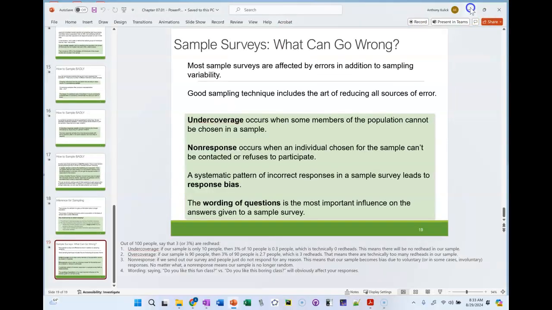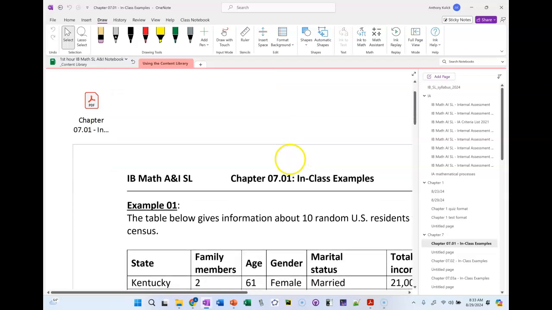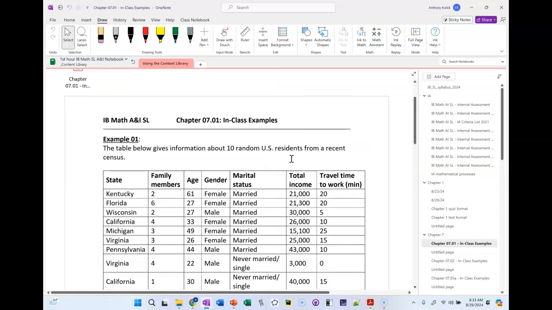Let's take a moment here, and I'm going to pop up section 1, and we're going to look at some examples. I'm looking in the OneNote right now. These are the in-class examples for 7.1. If you have your tablet open and you can't read what's on the board, you could follow along on your tablet if you wanted to. So this says, the table below gives information about 10 random U.S. residents from a recent census.